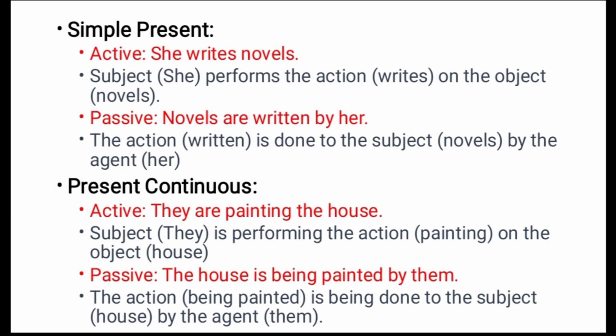Now look at the example of present continuous tense. They are painting the house. Here they is the subject and the house is the object. So they both will exchange their places when converted to the passive voice. And the third form of verb painting will be used, which is painted. As here the subject the house is singular, so is is used. Now look at this new word, being. Whenever being is used, it shows the continuity of an action. As we are studying present continuous tense, being will be used to show the continuity of an action.